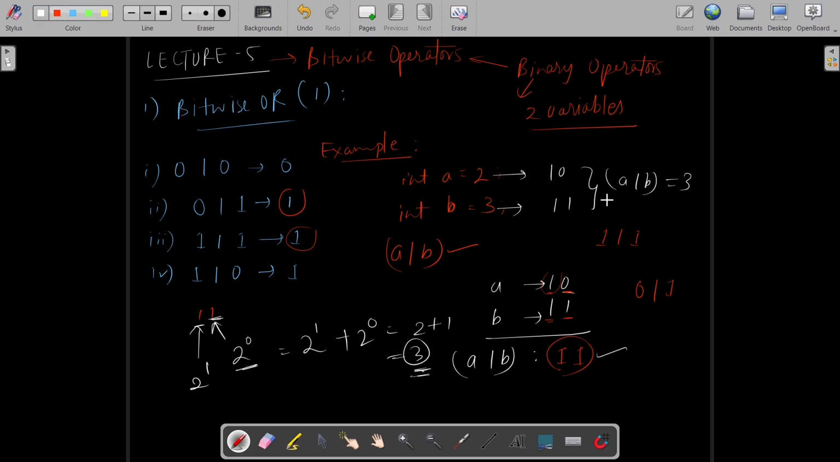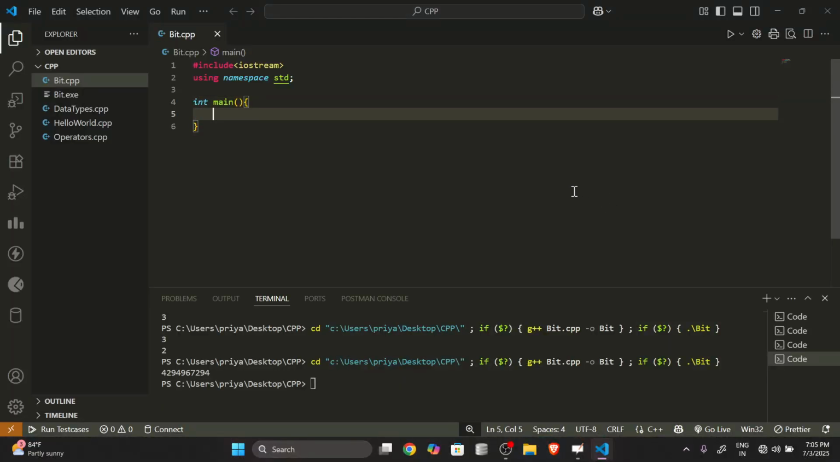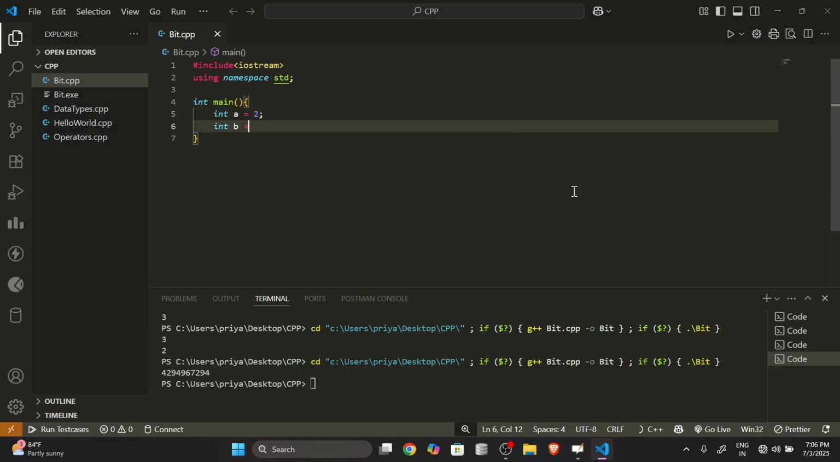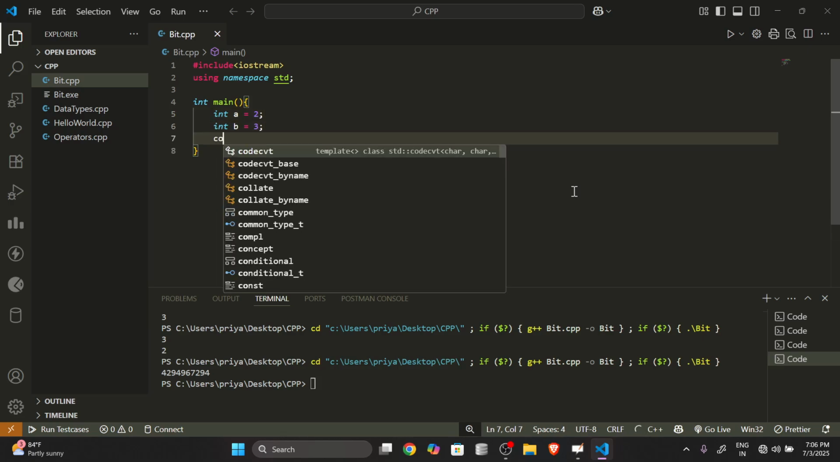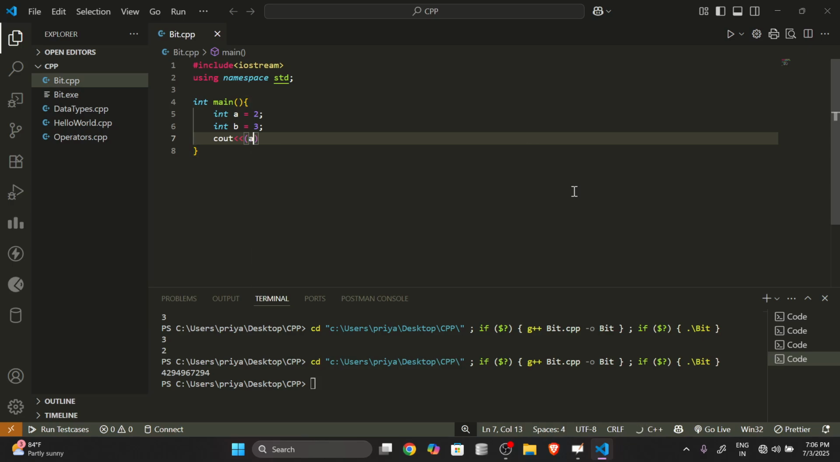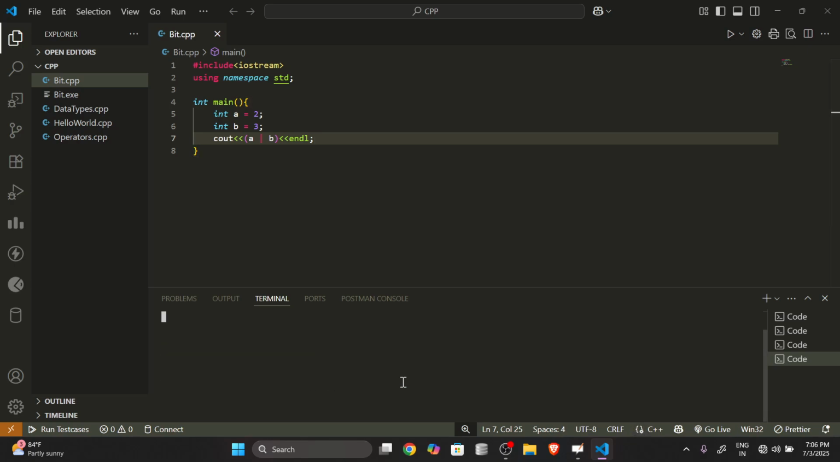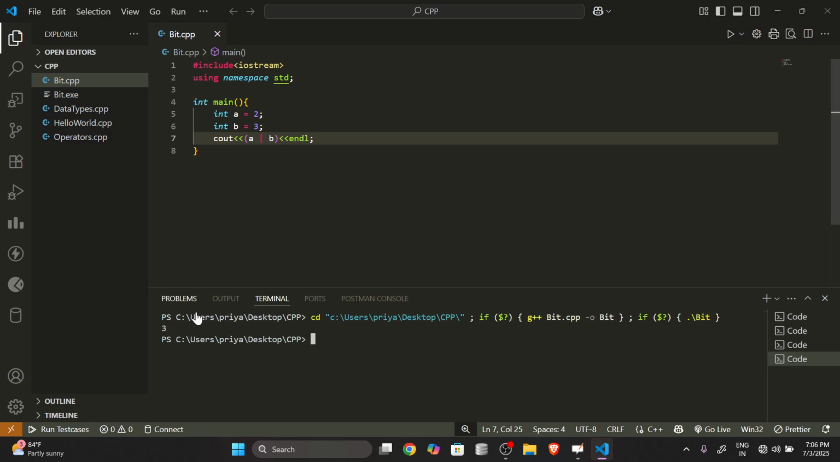Let's get back to Visual Studio Code and see how it is working. Let's say we take int a is equal to 2, and another variable b is equal to 3. Let's try to print the value of a OR b and see what value we get. Let's execute this. The value that we get is 3.